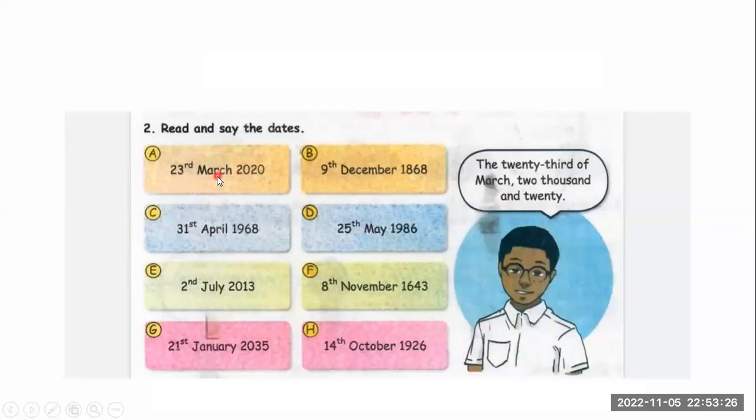The 23rd of March 2020. The 9th of December 1868. The 30th of April 1968, the 25th of May 1986, the 2nd of July 2013, the 8th of November 1643, the 1st of January 2035. The 14th of October 1926.